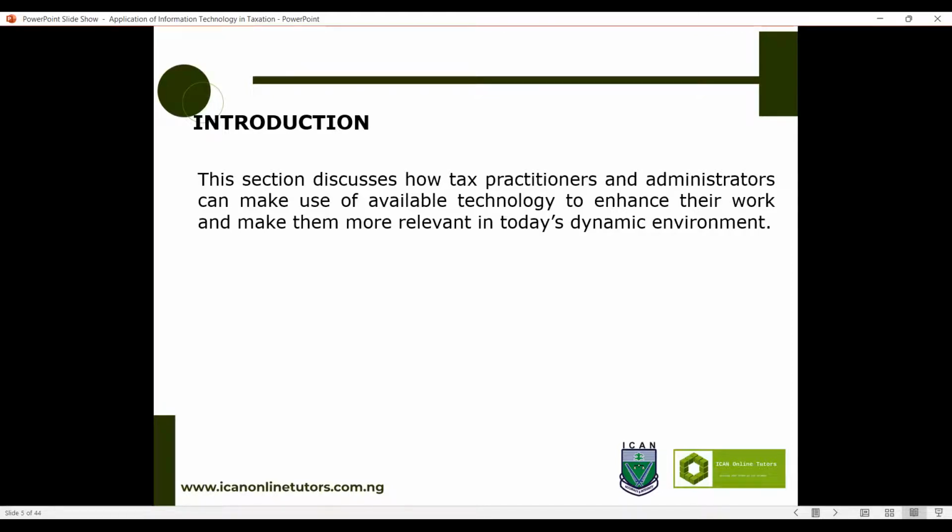Yes, introduction. That's what it says. Okay. So, like I said earlier, roles of tax practitioners and administrators are unique, essential in every society.